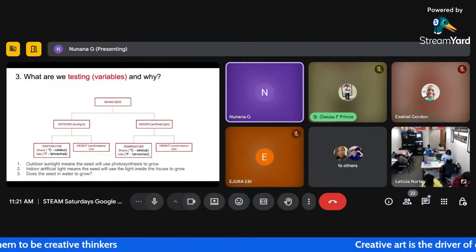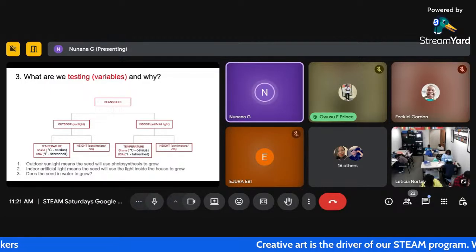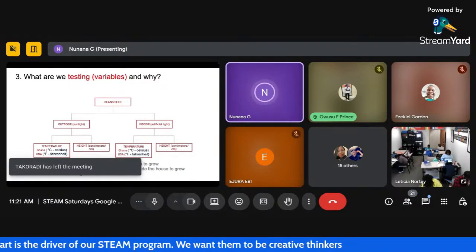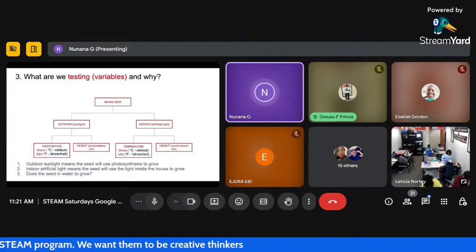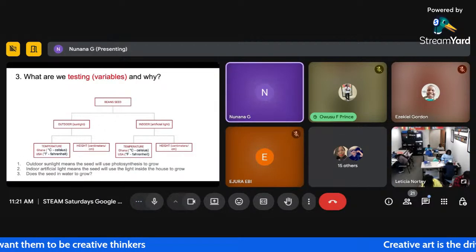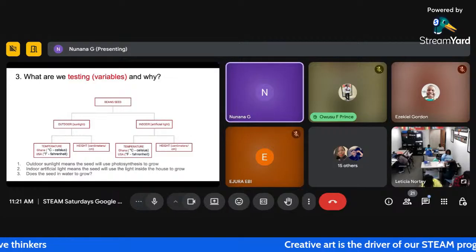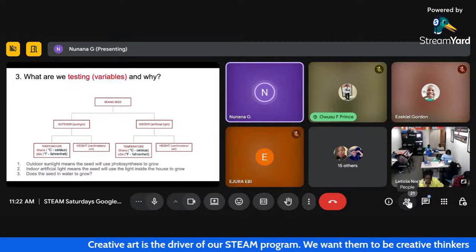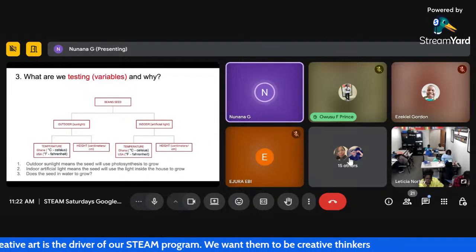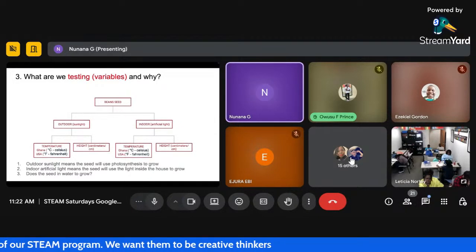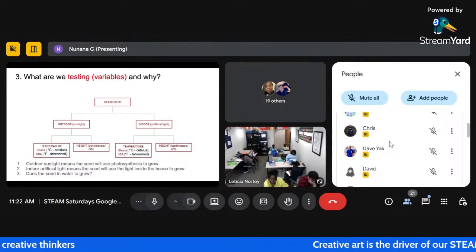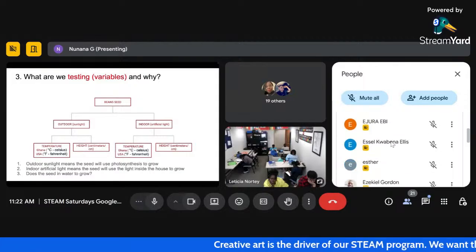So the process is the same. You're going to get two pots or two cups. You're going to put soil inside of it. You're going to put a seed inside of it. You're going to water it. And you're going to write down everything that you're doing. The difference is you're going to put one cup outside and keep one cup inside. This cup is using the light inside the house. Another cup is using the light outside the house.